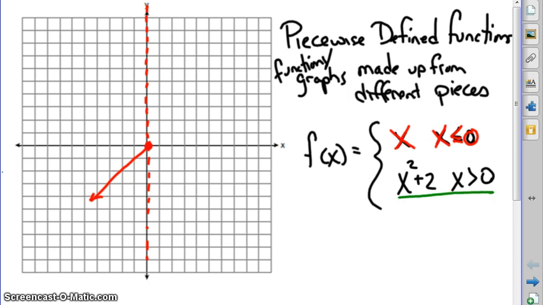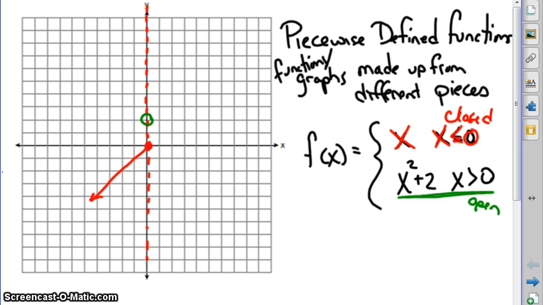Now, let's do this part, the x squared plus 2, where x is greater than 0. If I plug in 0, x squared plus 2 would be 0 plus 2, which is 2. But you're not allowed to equal 0, so this will be an open circle. So this one here is open, and like you saw before, this one here was closed because of the equal sign. So I'm going to plug in 0.